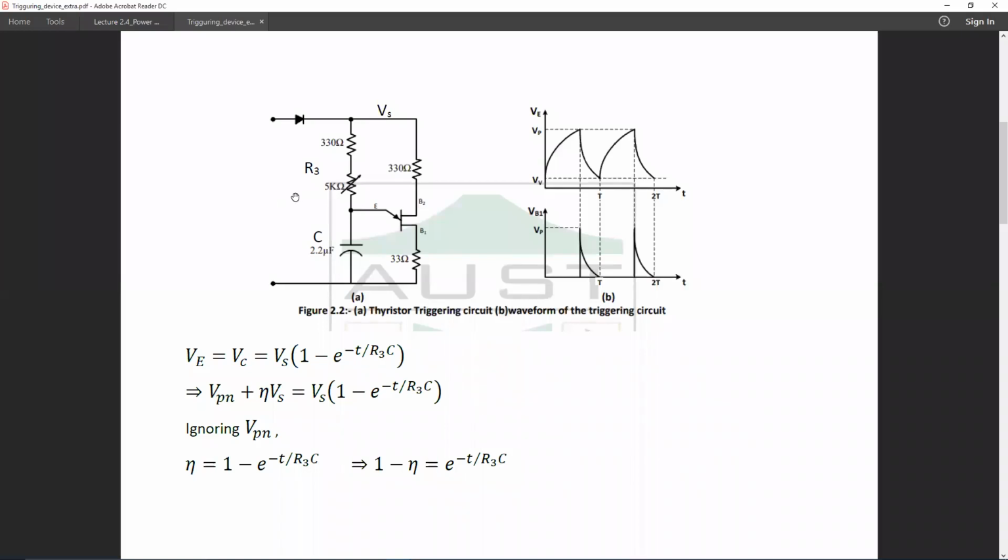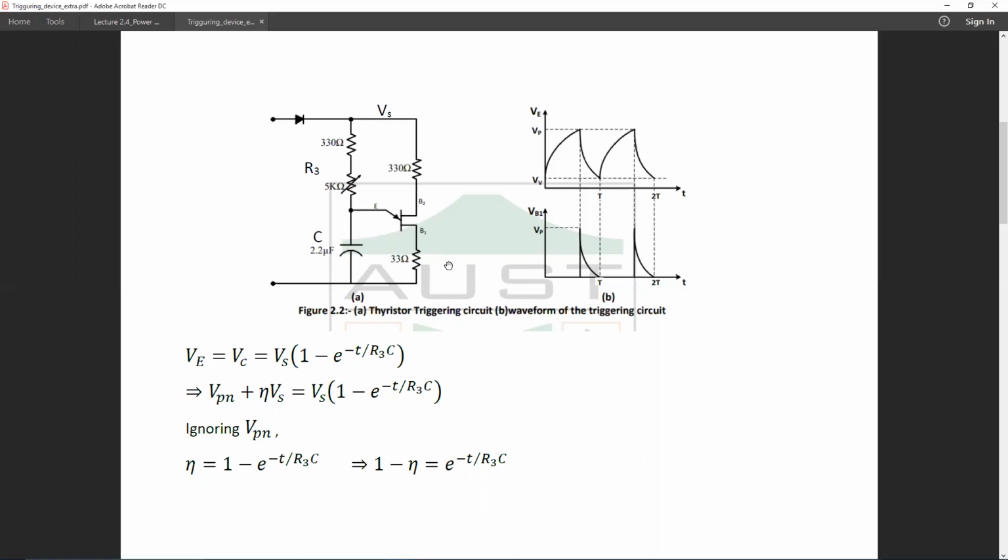So if we connect the UJT with an RC circuit, the capacitor is connected to the emitter terminal of the UJT. When the voltage is below Vp, the UJT doesn't turn on. So the capacitor will get charged through this resistance, and the charging curve will be something like this. When the voltage of the capacitor reaches Vp, the UJT turns on and the capacitor starts discharging through this resistance RB1.